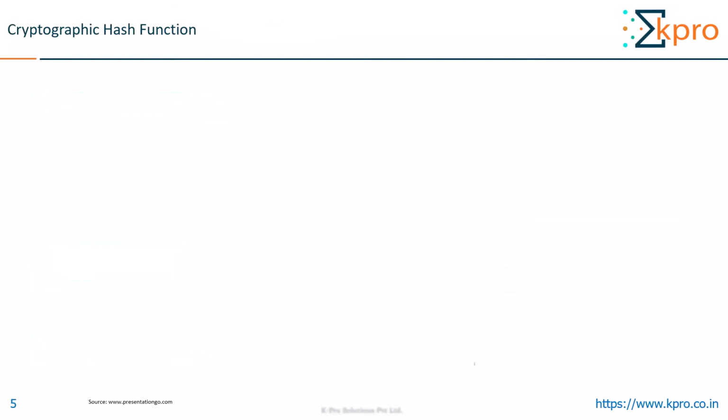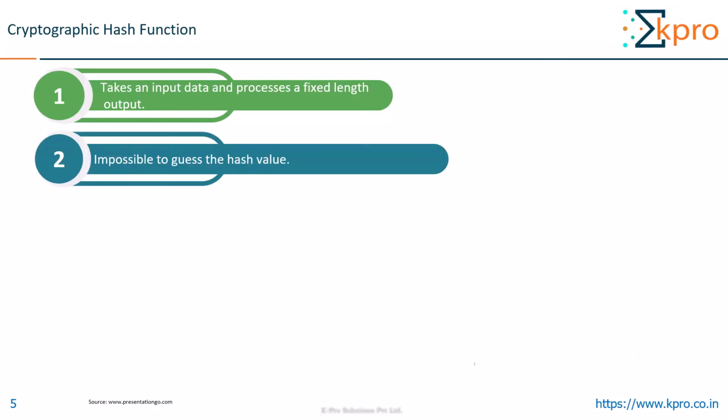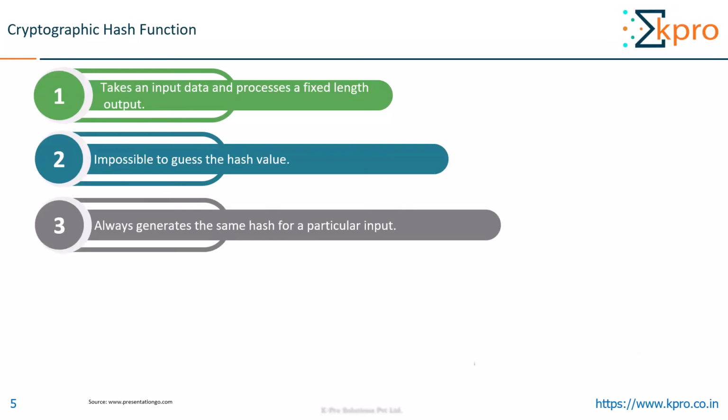So let me start with what is the cryptographic hash function. So this cryptographic hash function is a mathematical method which takes an input data of any length, processes it, and generates an output data of fixed length. So the properties of this hash function are: firstly, it is impossible to guess the hash value of a particular input. So to find the hash value, we have to run the algorithm.